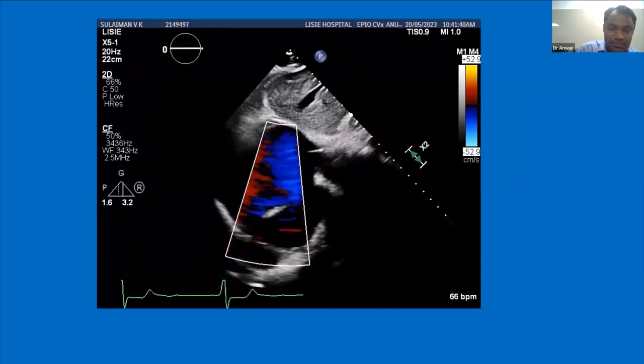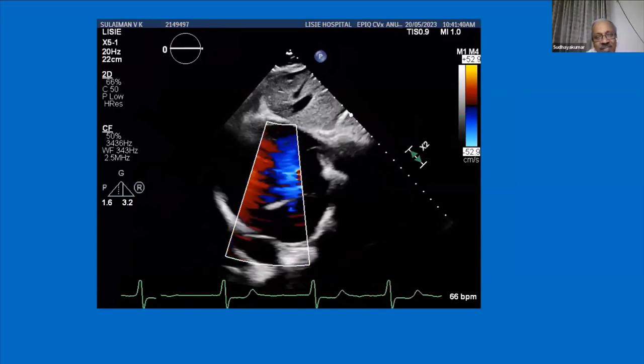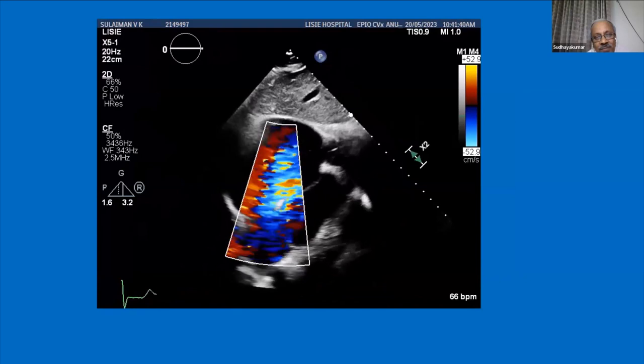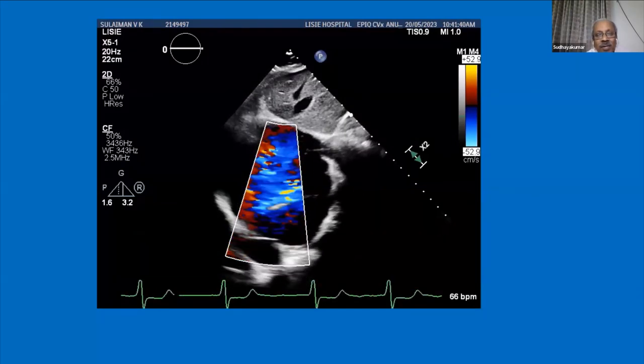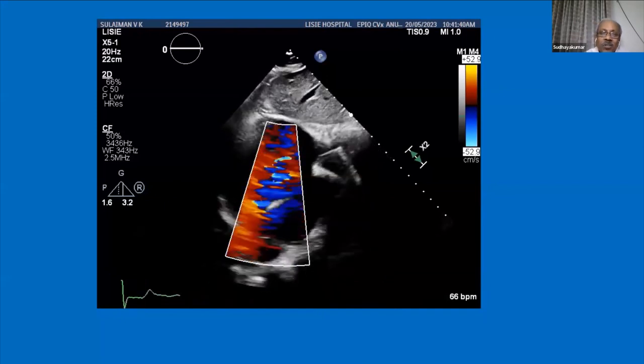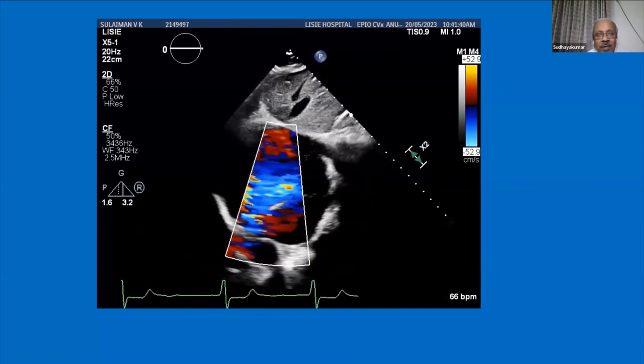Okay, there is something there. Again, it depends on what the view is and how the transducer is directing. All those things are important. Otherwise, it will be extremely difficult.